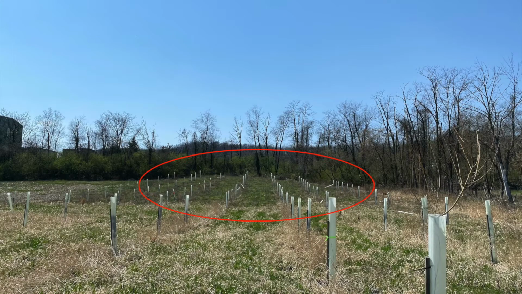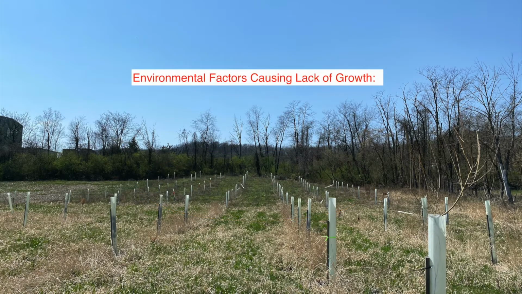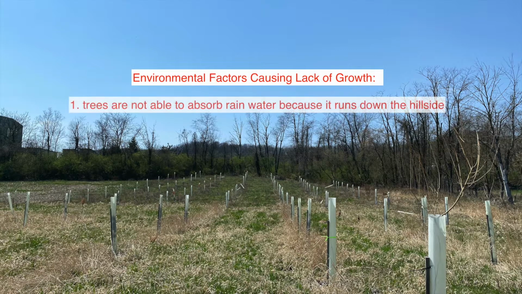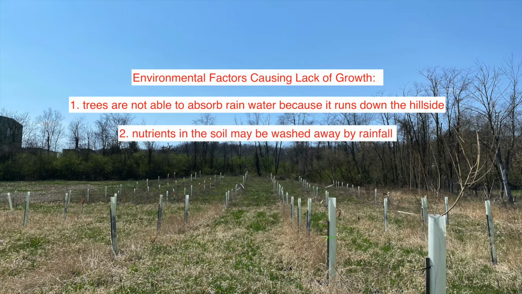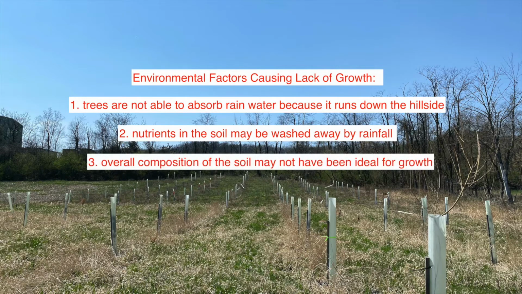In terms of the semi-steep hillside, some factors that could have come from this include 1. The trees may not have been getting a lot of rain because it would just run off the hill. 2. Nutrients in the soil could have been washed away by rain. Or 3. Soil composition may not have been ideal.